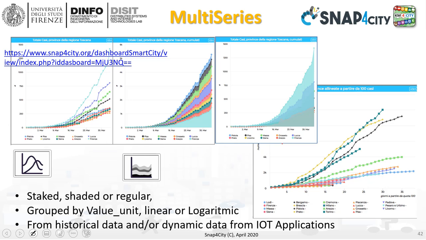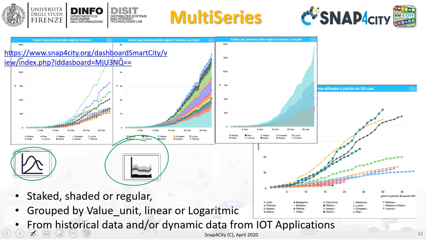This is an example generated from COVID-19 data. So you can access the COVID dashboard from that link and see. The multi-series time trend has that kind of widget icon. You can represent them in a stacked version, so a cumulative stacked version. You can have a shaded version, so that they are still not accumulated one on the other. They restart from zero, and you can compare the level of one with respect to the other.